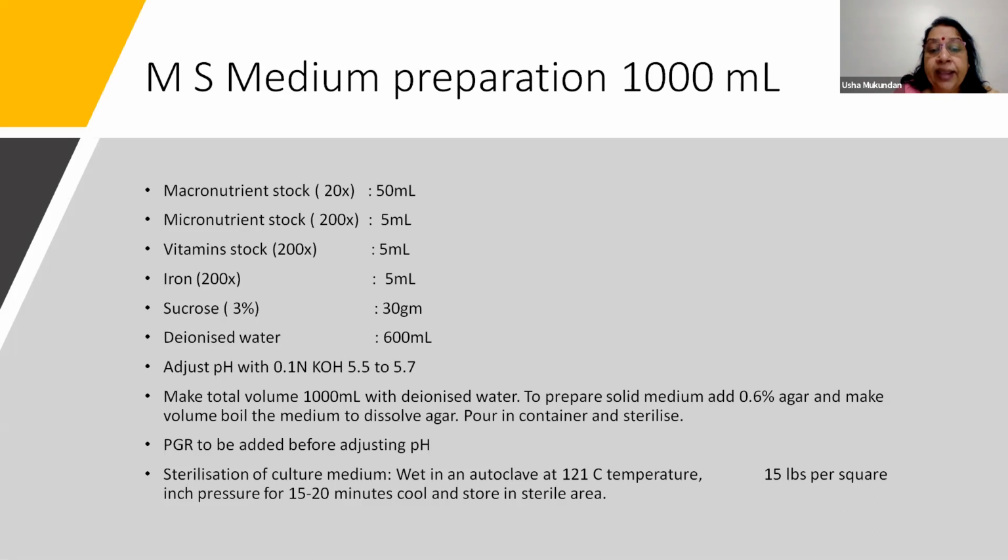So if I have to prepare, like in the laboratory, you're going to make 1000 ml medium. Then you will take that 20x stock, 50 ml macro. Then if you have made a 200x stock of micro, you'll take 5 ml, vitamin 5, iron 5, sucrose 30. But remember, depending upon your stock, suppose you made 10x macronutrient, how much will you take? How many ml will you take?